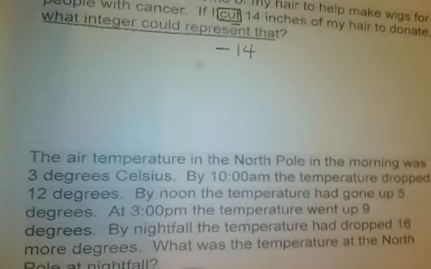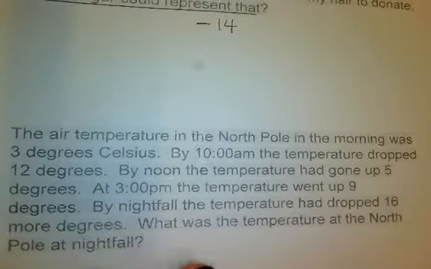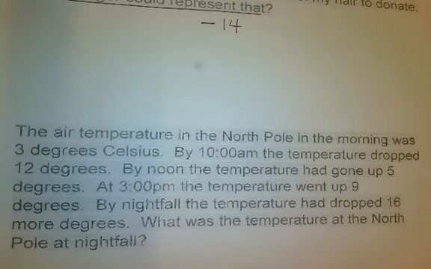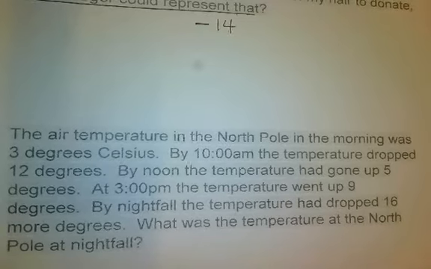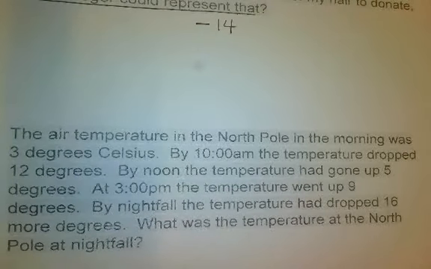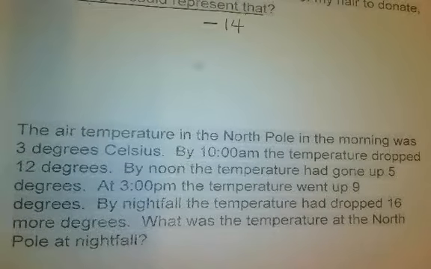The next question says, the air temperature in the North Pole in the morning was 3 degrees Celsius. By 10 a.m., the temperature dropped 12 degrees. By noon, the temperature had gone up 5 degrees. At 3, the temperature went up 9 degrees. By nightfall, the temperature had dropped 16 more degrees. What was the temperature at the North Pole at nightfall?